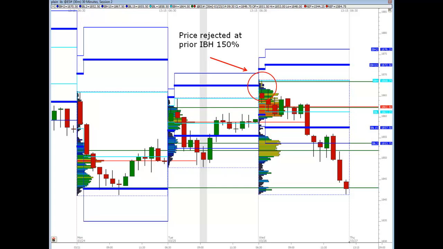I just want to show the different areas where we had overlap between a profile parameter and an initial balance parameter. Here we have a value area high, and notice that is also an initial balance high, and notice how that formed a level of resistance up here. And you can count on the fact that this level will come back to be tested because prices were rejected at this level, at this IBH 150% of this prior day, and then at the actual initial balance high for this day.